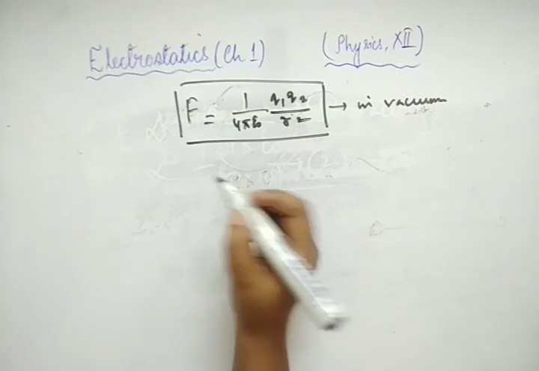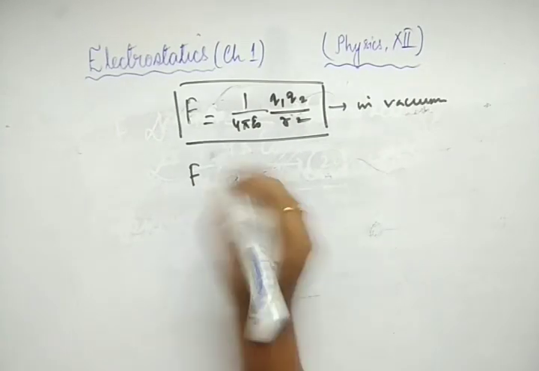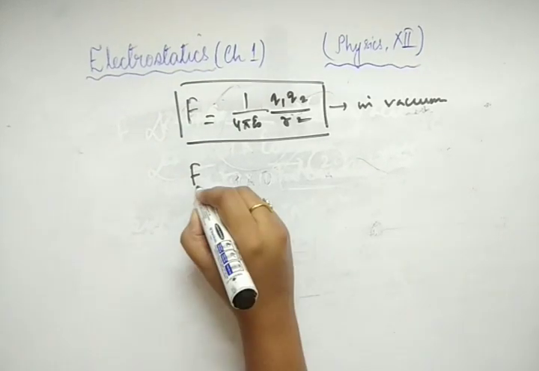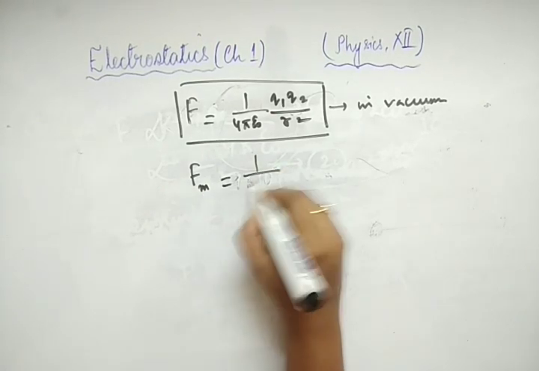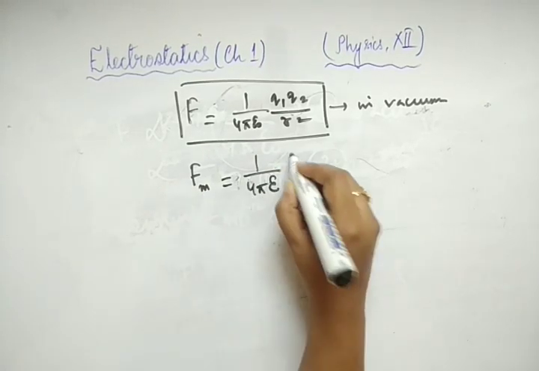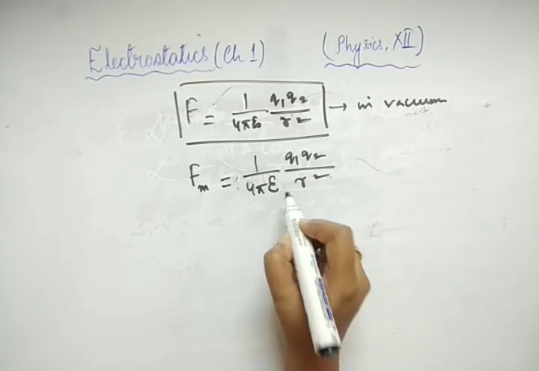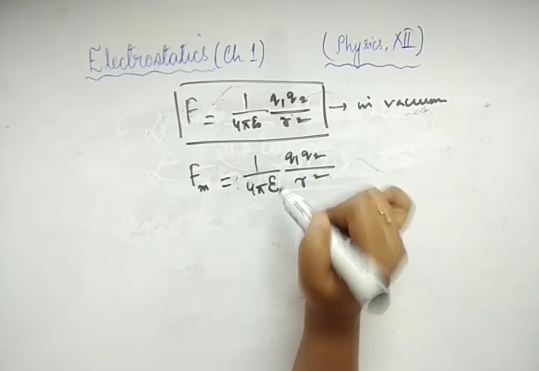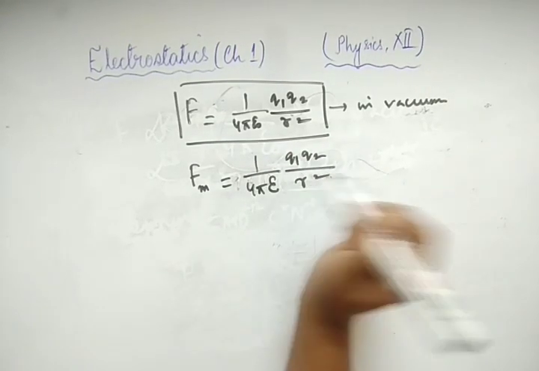Now suppose you take the value of F in some other medium. Other medium means, suppose you keep two charges inside any other material apart from vacuum. So suppose you write M here. How can you write this? It will now become this. Here we see only epsilon comes. Here it was epsilon naught, here epsilon comes in place of it in any other medium. So this you have to remember.